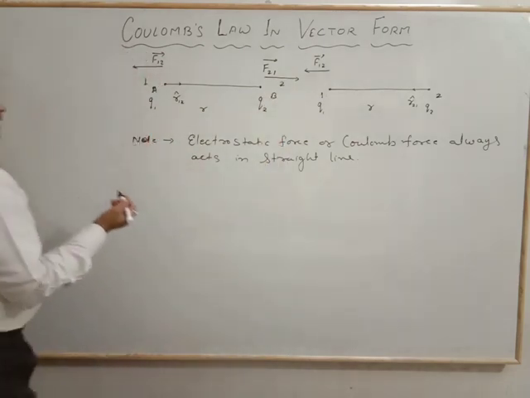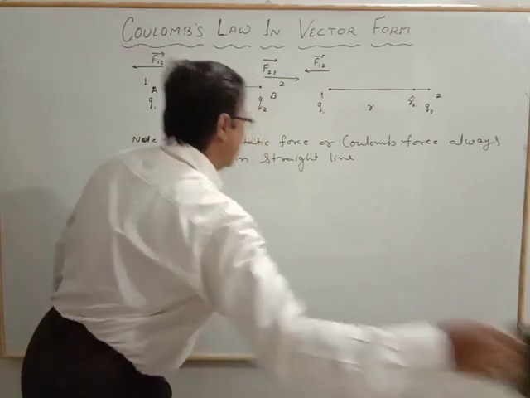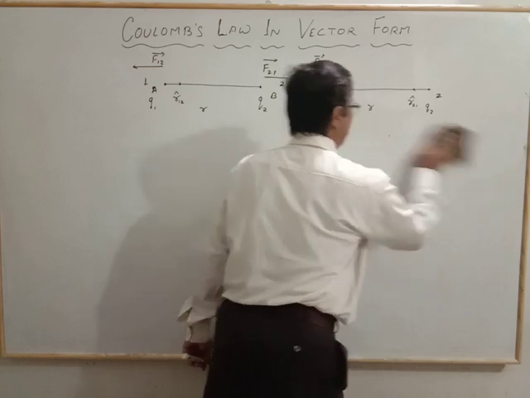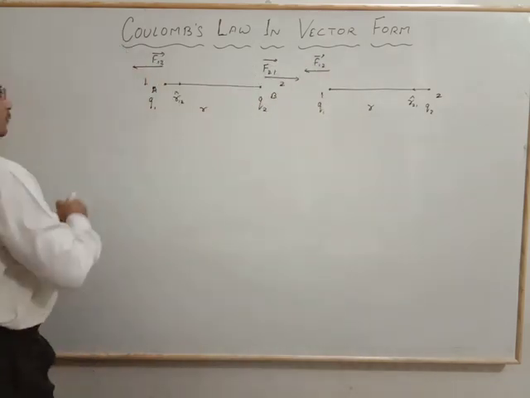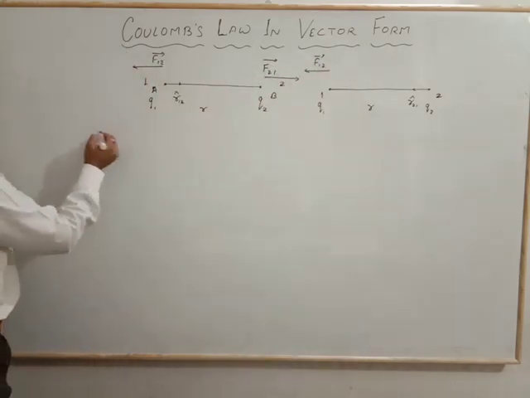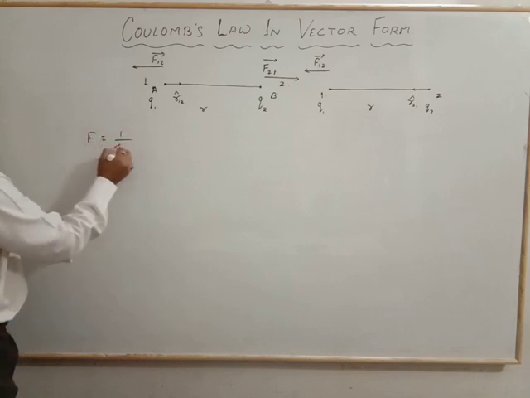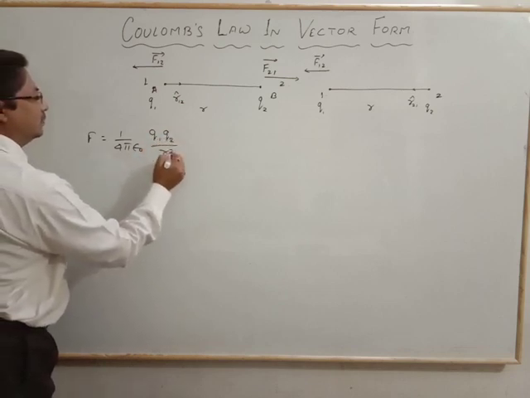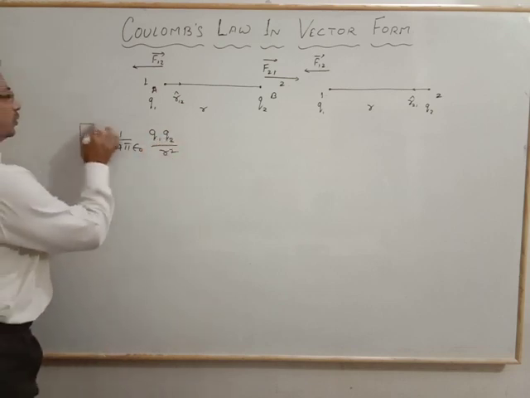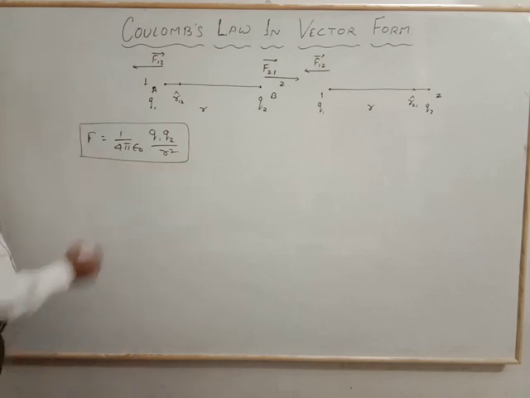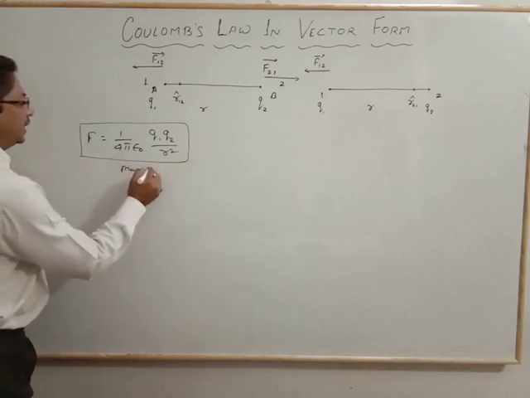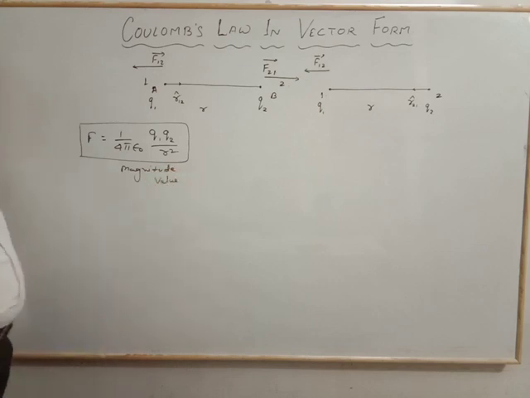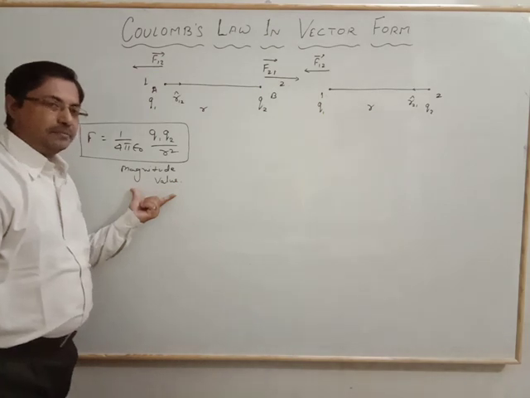Now, in vector representation, the Coulomb force is F equals 1 by 4 pi epsilon naught, Q1 Q2 by r squared. This only gives the magnitude value. There is no indication of the direction.